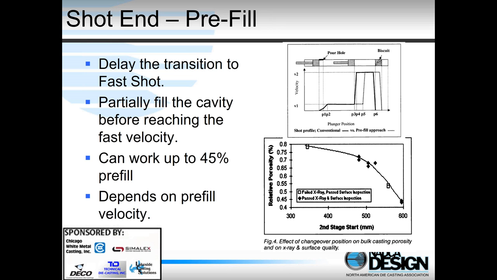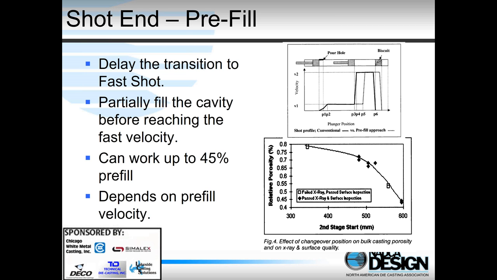And what happens is as we delay the onset of the fast shot velocity, we start to fill the cavity at the slow speed. The metal fills in a less turbulent manner. And then when we fill maybe 20, 30, 40%, we go to the fast shot and we spray the metal into the remainder of the cavity. That tends to build up control at the beginning, and we maintain that control a little bit better as we fill the cavity.